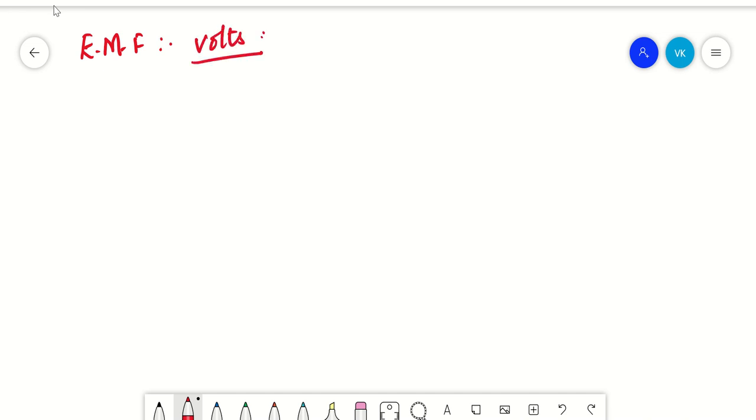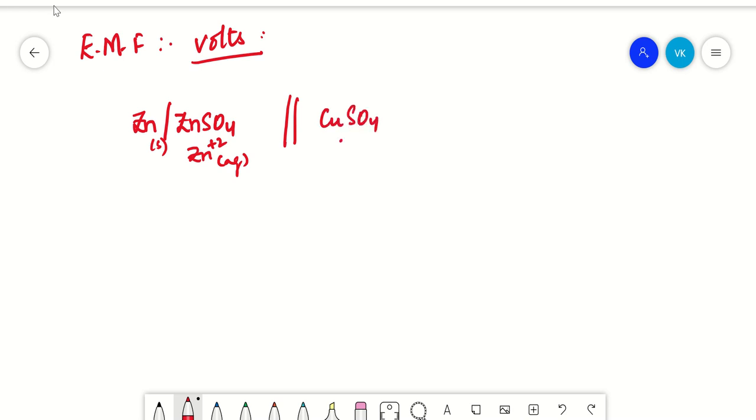Before going into the formula of EMF, we will see the cell reaction first, how we write the cell reaction. Then we will see the EMF of cell equations. Let us write one cell reaction: ZnSO4, or you can simply write Zn2+. These ions will be in aqueous solution and this is in solid state. Then you will have a salt bridge. Then you will write copper sulfate. You can also write this as Cu2+. This is your aqueous solution. Then you have your solid copper.